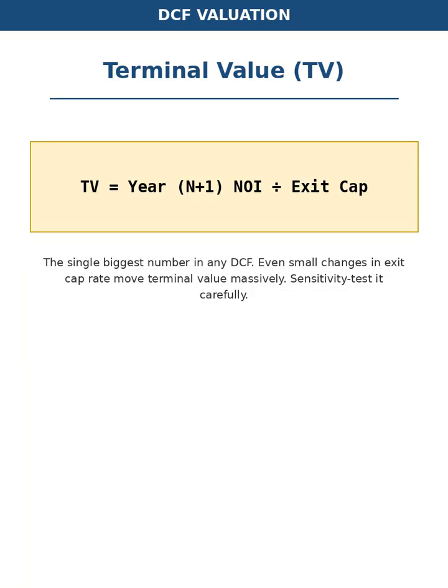Terminal value, or TV. The formula is the NOI in the year after your hold period, divided by the exit cap rate. This is the single biggest number in any DCF, and it usually accounts for 60 to 70% of total deal value. Even a small change in exit cap rate moves terminal value massively. Always sensitivity test exit cap rate carefully.